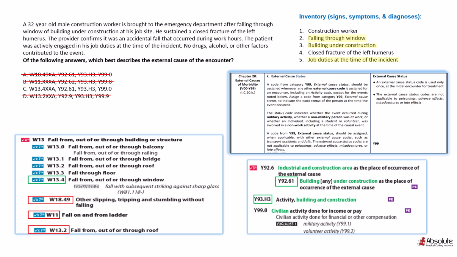we also have to look into the external cause status. So a code from category Y99, external cause status, should be assigned whenever any other external cause code is assigned for an encounter, including the activity code. So let's go ahead and look into Y99.0. It is coding for civilian activity done for income or pay. And that is also a correct code selection. So the correct answer is going to be option C.